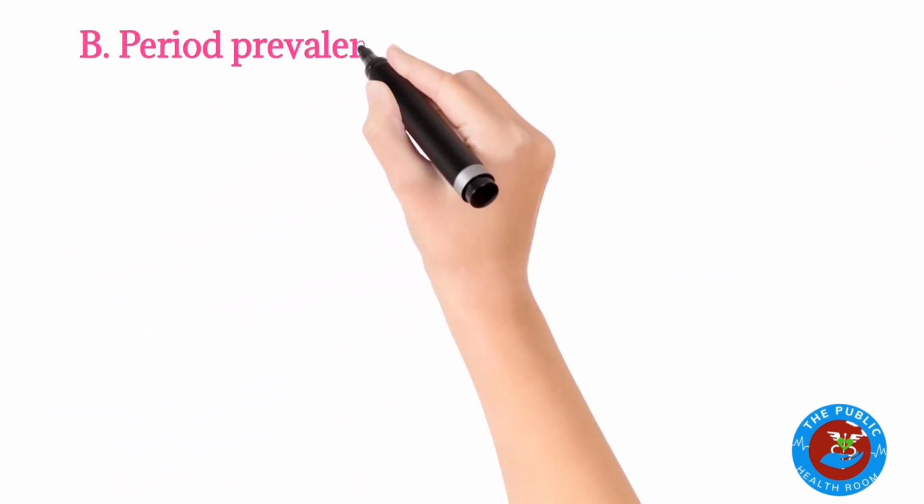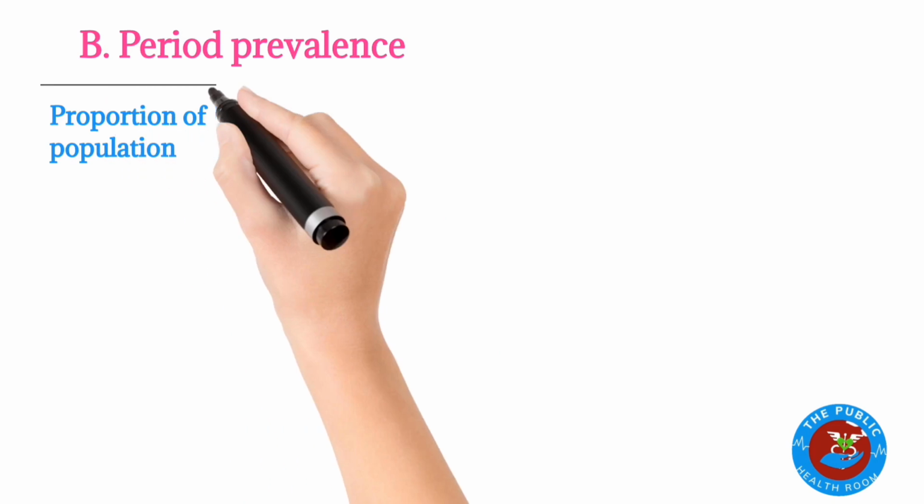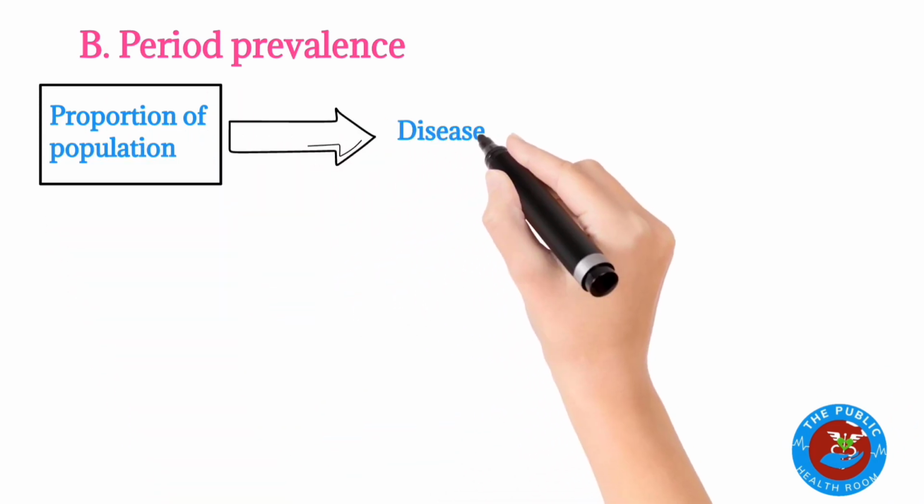Period prevalence measures the proportion of a population that is affected by a given disease over a longer period of time.